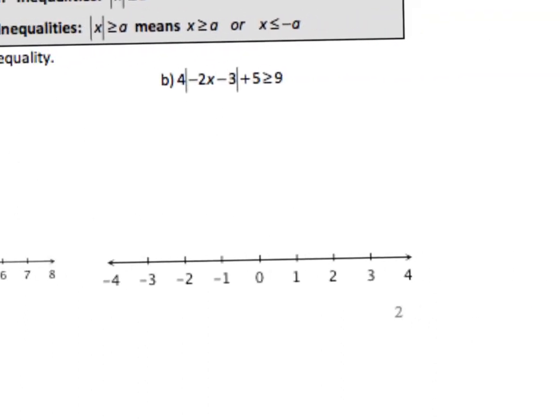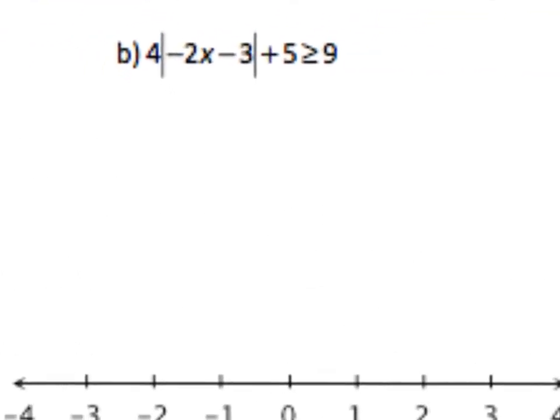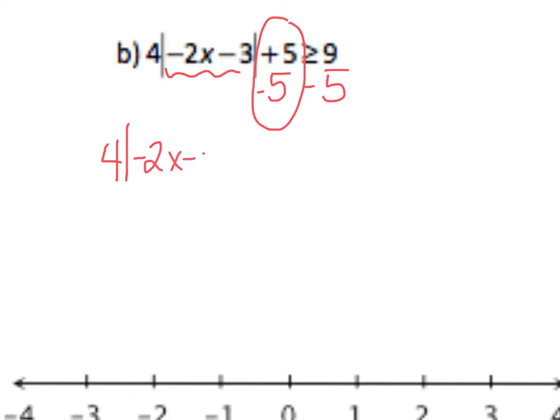Okay, so let's take a look at letter B. We're going to solve the same way we would as if it was a level 3 question. We want to isolate, or get, the absolute value by itself. So I'm going to make this plus 5 a 0 by subtracting 5. And then divide both sides by 4.